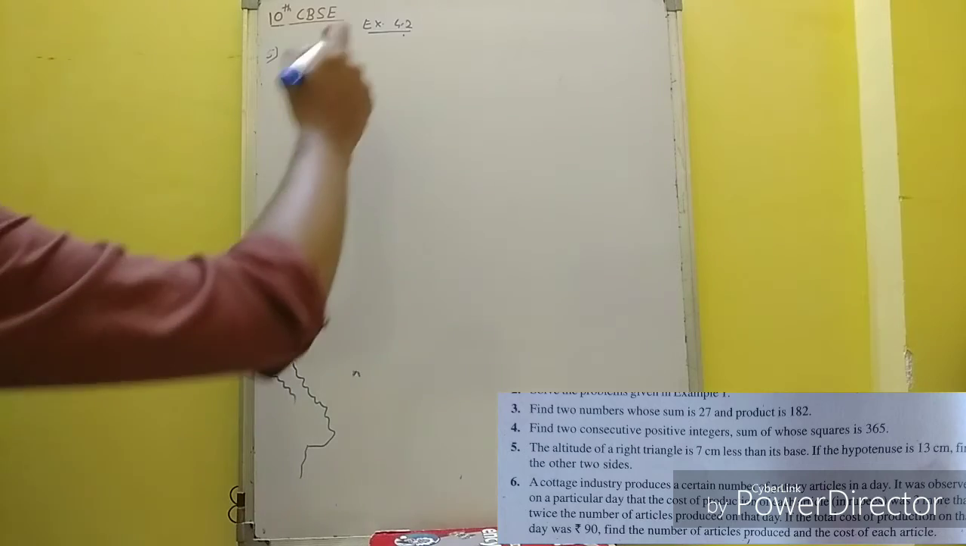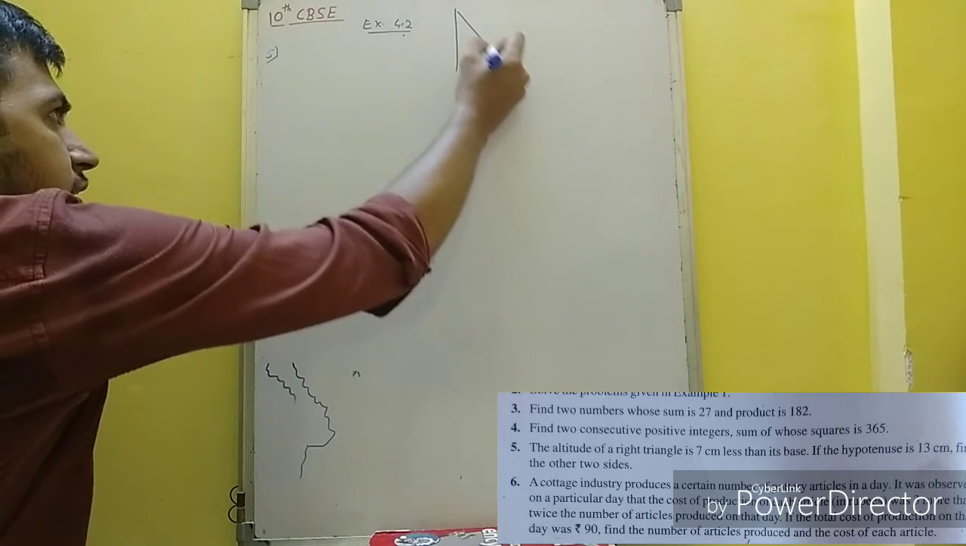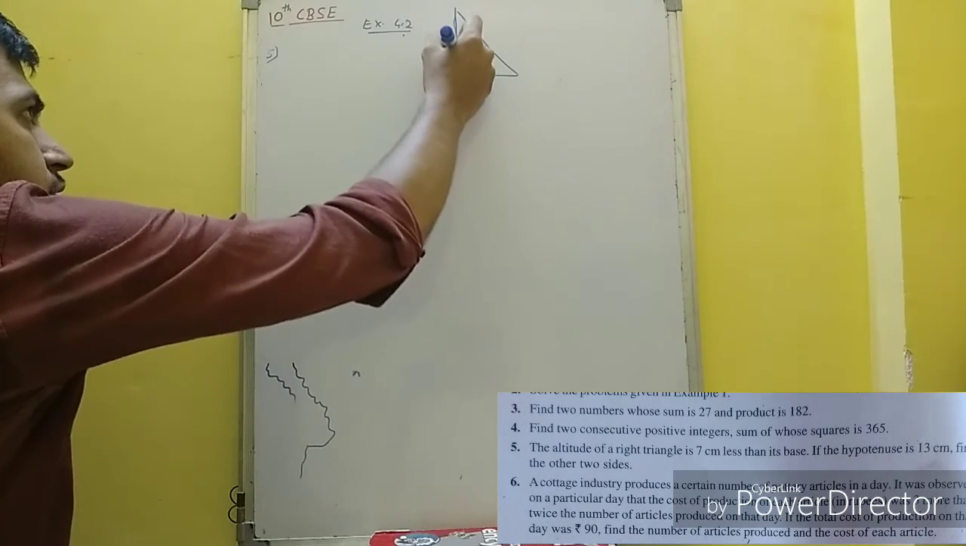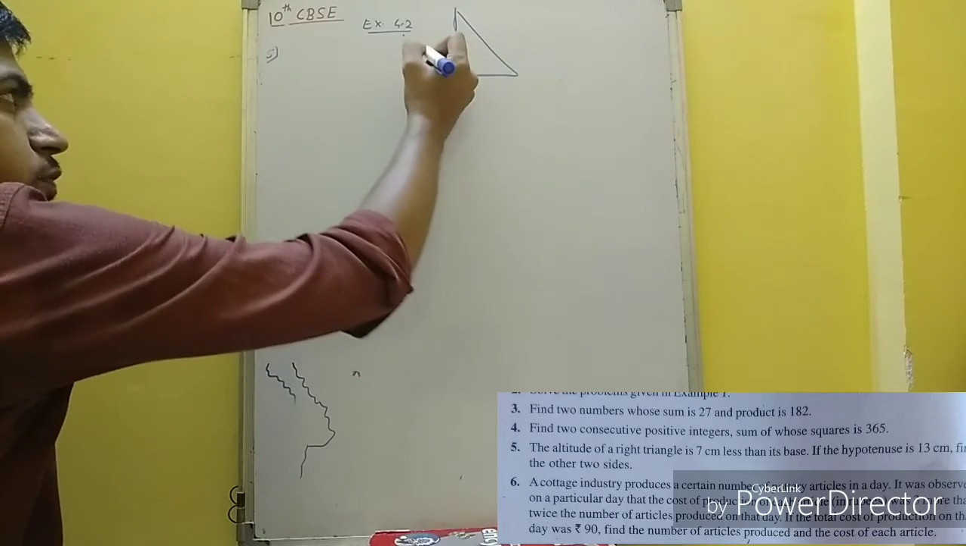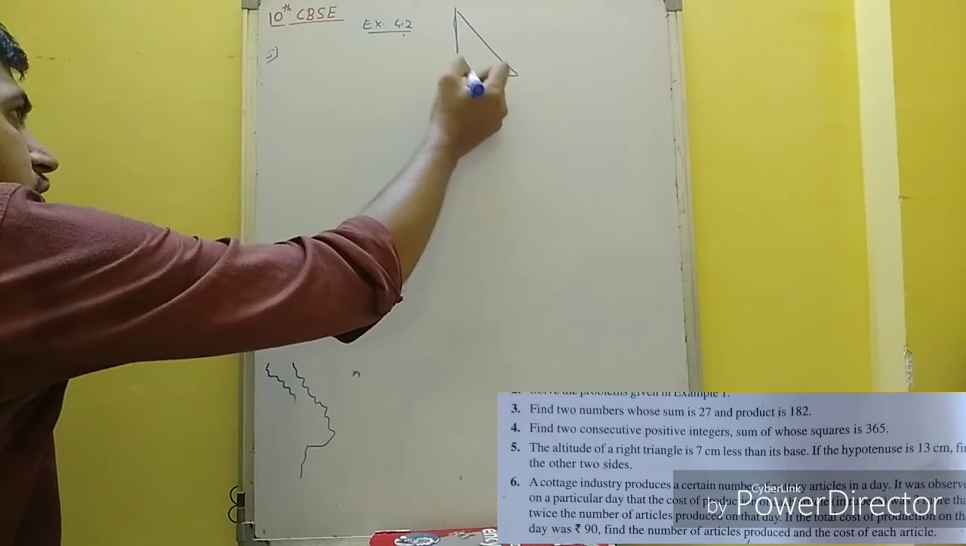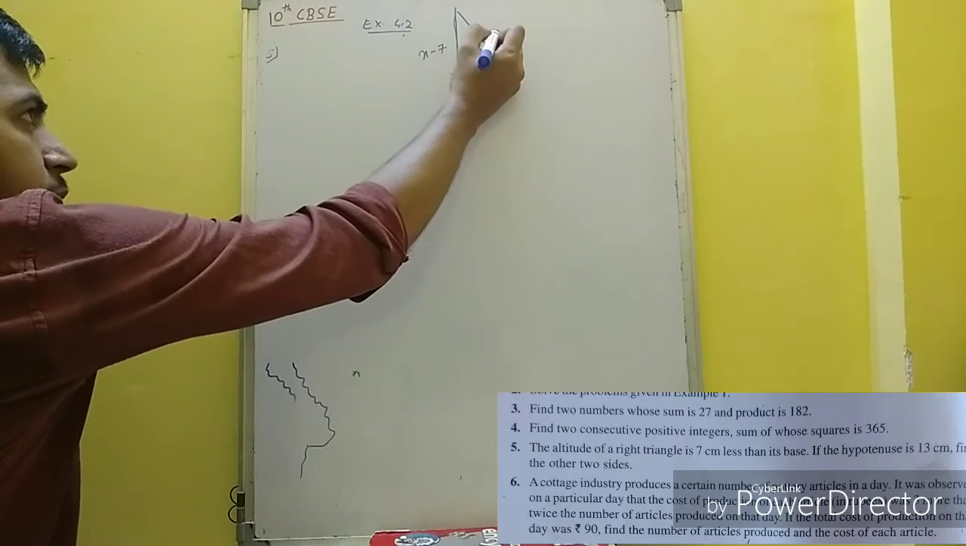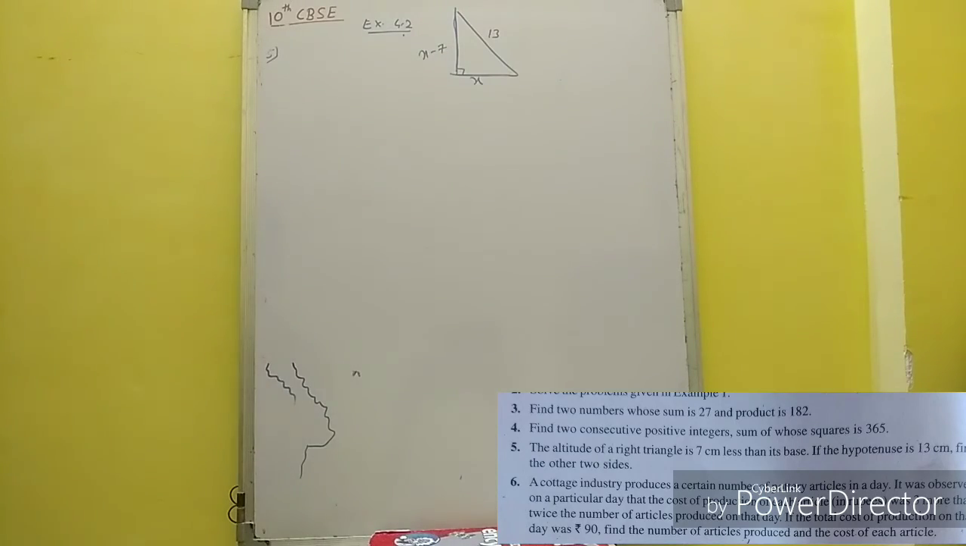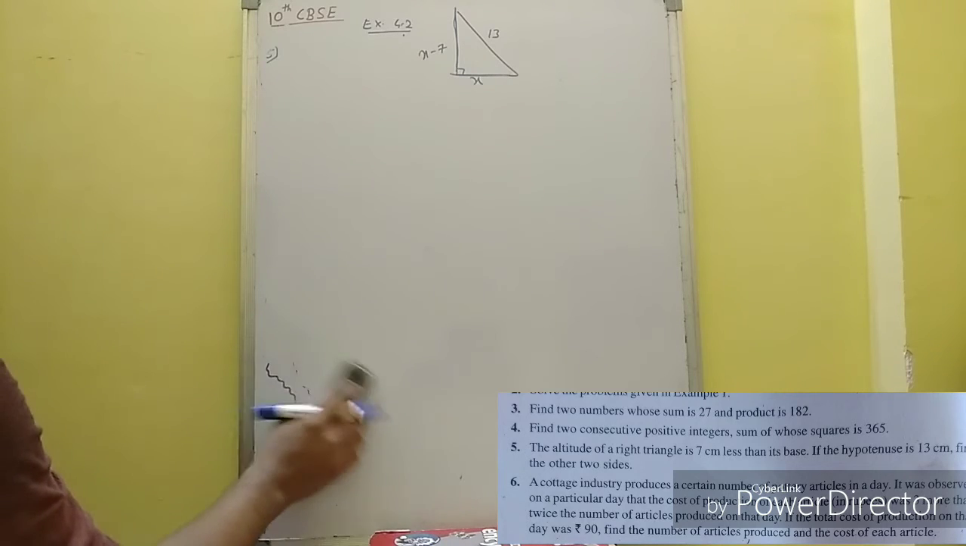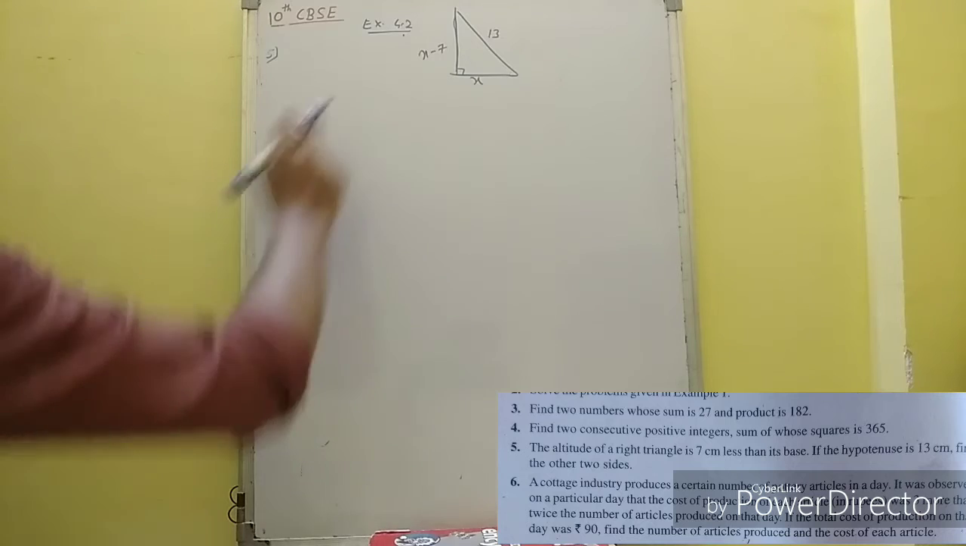Okay, in the fifth question, it is given that in a right angle triangle, the altitude is less than its base by 7. So if the base is x, the altitude will be 7 less than its base, and the hypotenuse is given as 13. We need to find the other sides. You can read the question in your textbook, the fifth question of practice set exercise number 4.2.